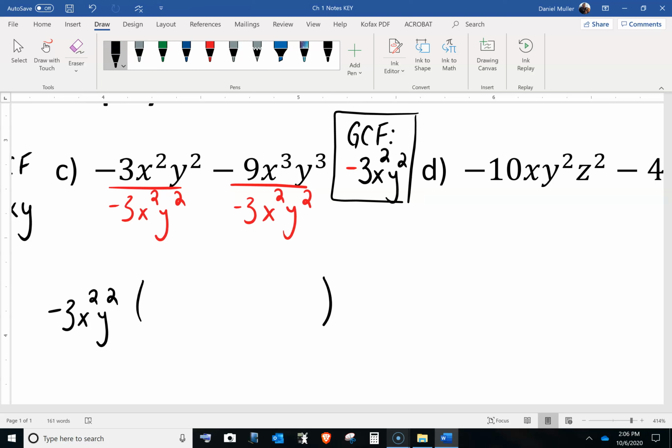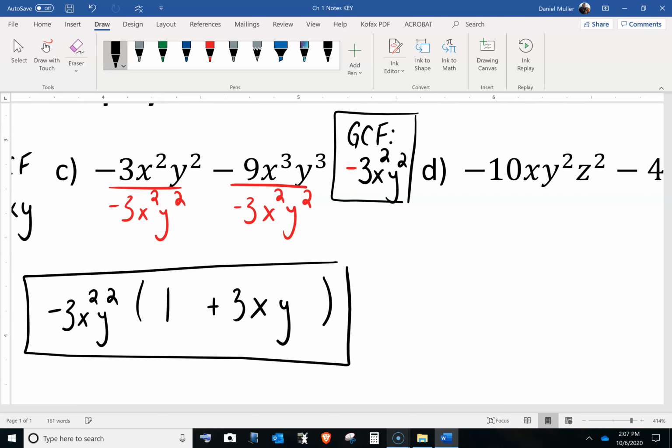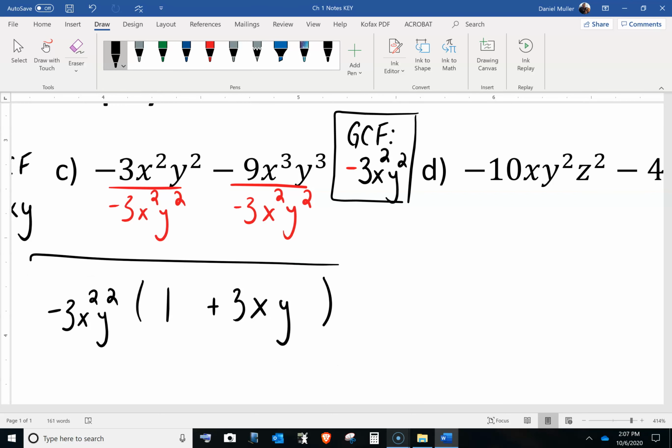So negative 3 divided by negative 3 is 1. 2 x's on top, 2 x's on the bottom, those will cancel. 2 y's on top, 2 y's on bottom, also cancel. So I'm done with that, it's just a 1. Negative 9 divided by negative 3 is going to be a positive 3. 3 on top, 2 on bottom, that'll leave me with just an x. 3 on top, 2 on bottom, that'll leave me with just a y. So that is my final answer. I've factored out the greatest common factor.